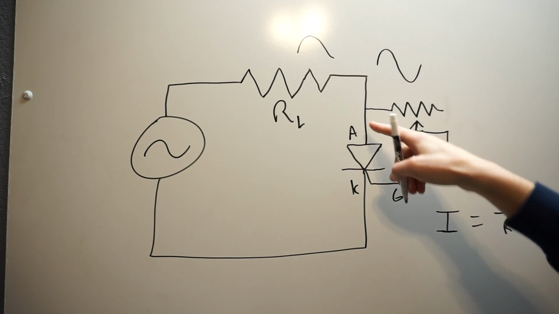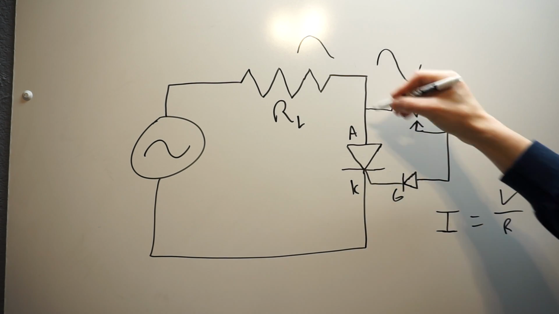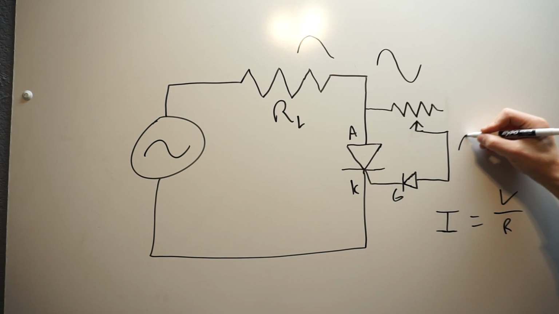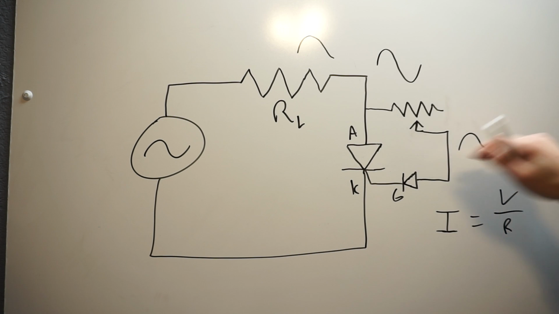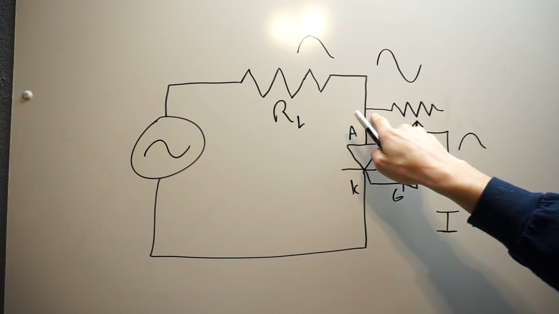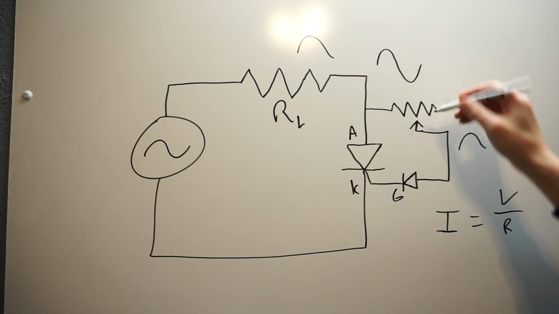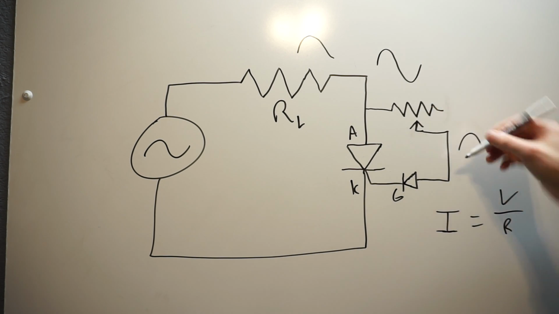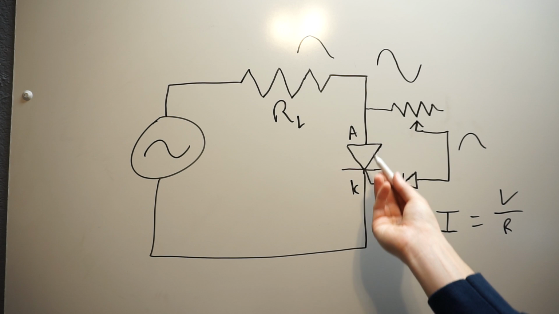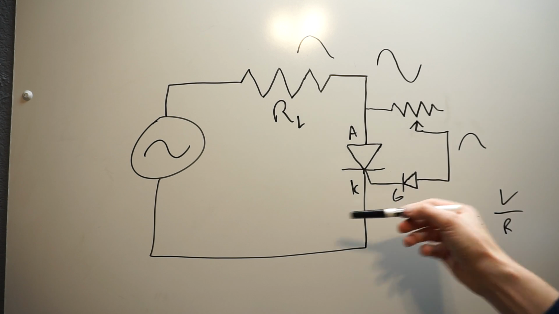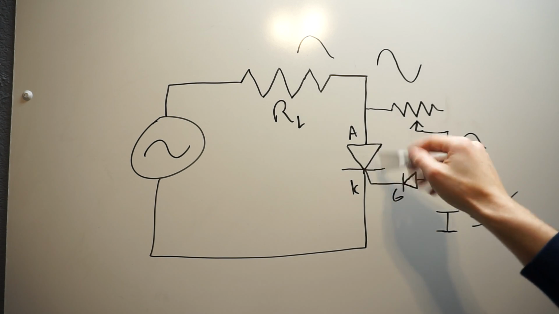So if we drive the gate from this actual sine wave, this actual AC source, on the positive half of the wave, that voltage will flow through this variable resistor, and it goes through our diode and into our actual SCR, and it drives that gate. And remember, there is an actual amount of gate current that flows here.